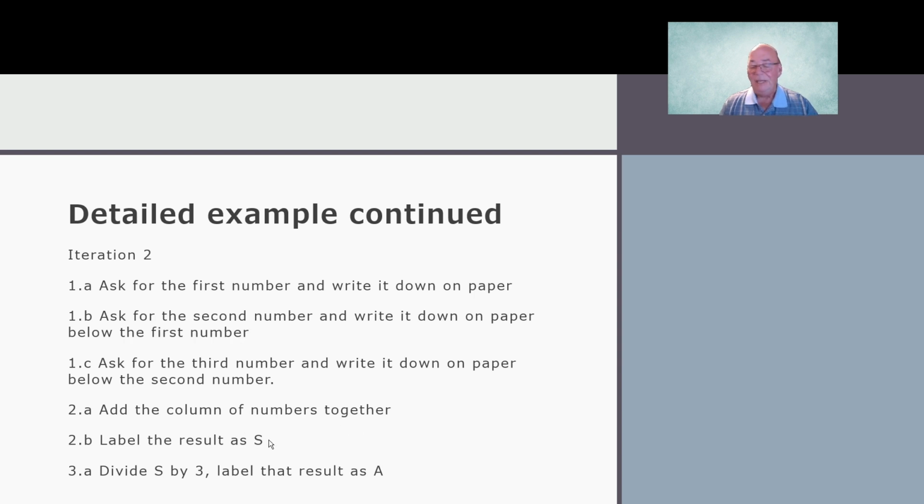And then the result of that addition, I'm going to label it as S. And S is just simply short for sum. And then I'm going to divide S by 3, and the result of dividing S by 3 will be A, the answer. Okay, so I could then write down A is equal to something.